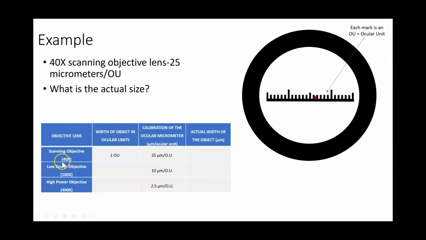Okay, so we're going to start on the 40x. Remember, our scanning objective lens has a total magnification of 40x. And my calibration tells me that means I have 25 micrometers for every ocular unit I'm counting. So at 40x with the scanning objective lens, I can see that this red dot spans roughly 1 ocular unit. So I know the width of this is 1 ocular unit. So pause the video and see if you can determine the actual width of the object.